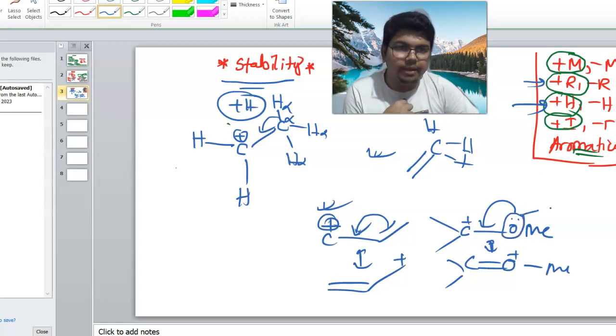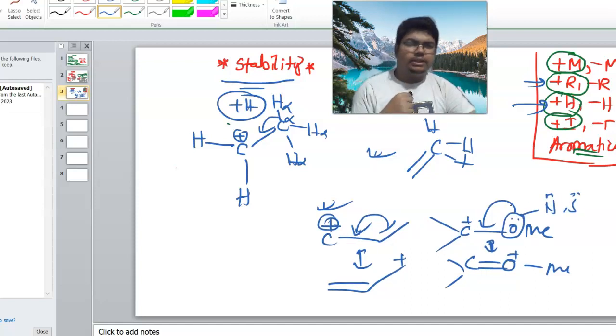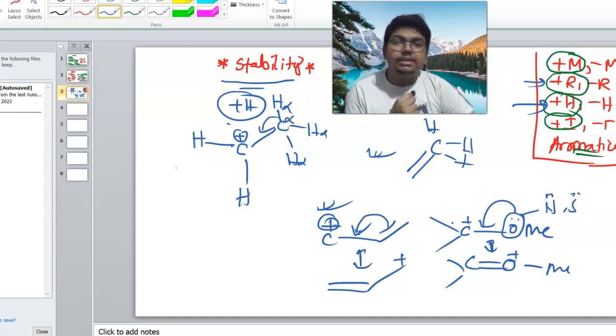This will be called the mesomeric effect. When there is a lone pair, on oxygen, nitrogen, sulfur, etc., and the lone pair containing species gives electrons to the adjacent carbon with positive charge, this is called the mesomeric effect. And the inductive effect: suppose this is a methyl group, it is pushing electrons through the sigma bond. This is the inductive effect, the plus I effect. So plus M, plus R, plus H, plus I, all these effects stabilize the carbocation.